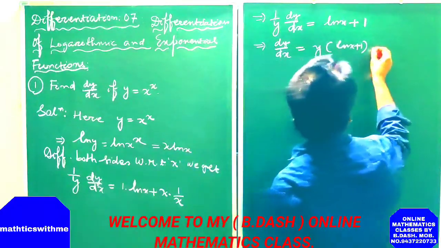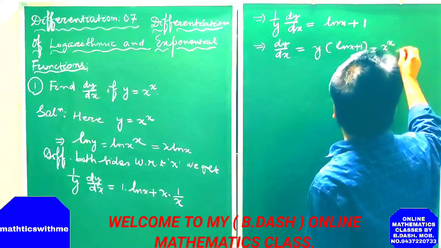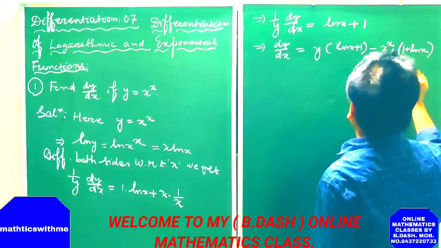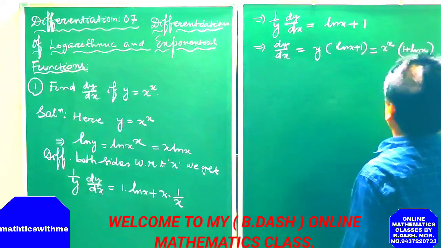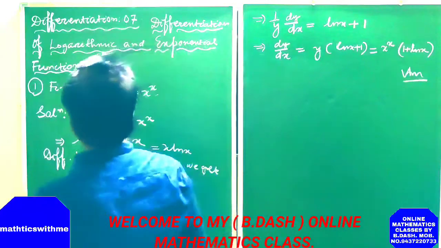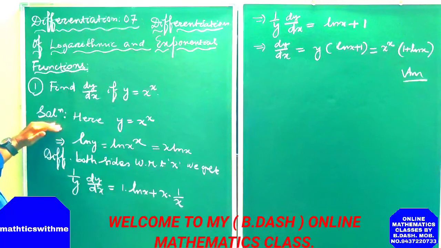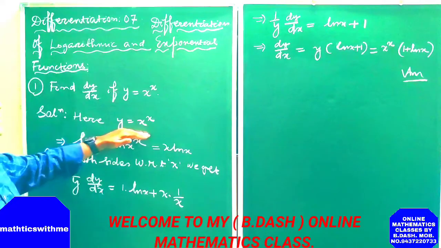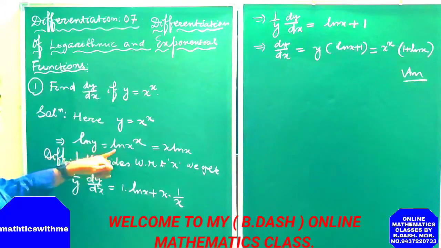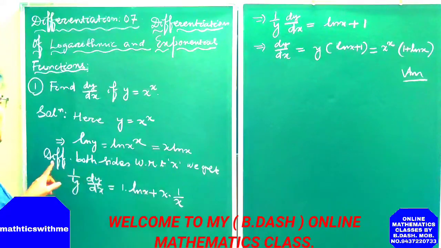So, substituting the value of y, which is x to the power x, this is x to the power x into (1 plus ln x). So we are getting the value of dy by dx. Here we have to find dy by dx where y is equal to x to the power x. Let us take logarithm of both sides. ln y is equal to ln x to the power x, which is equal to x ln x.